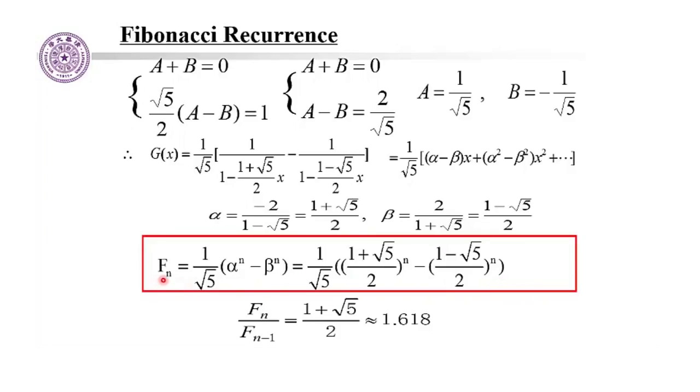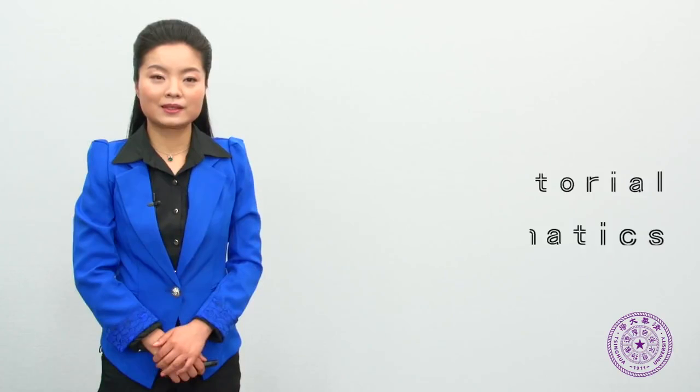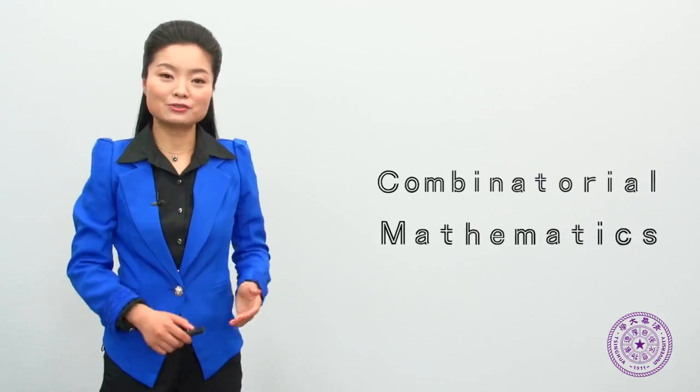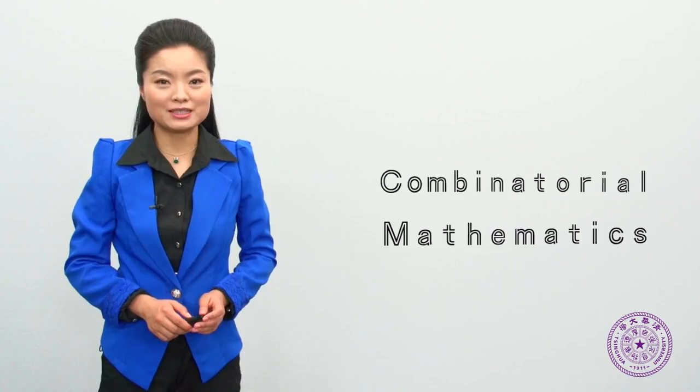A magic thing is that if we divide the nth Fibonacci number by the n minus 1th Fibonacci number, which is derived by plugging in n and n minus 1 to this expression, after simplifying, it's actually 1 plus square root of 5 divided by 2. What's that? It's the golden ratio, 1.618. Well, we just found the direct expression of the Fibonacci sequence.